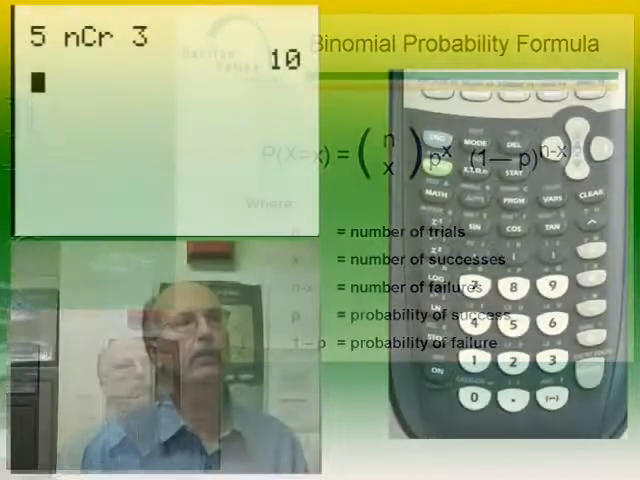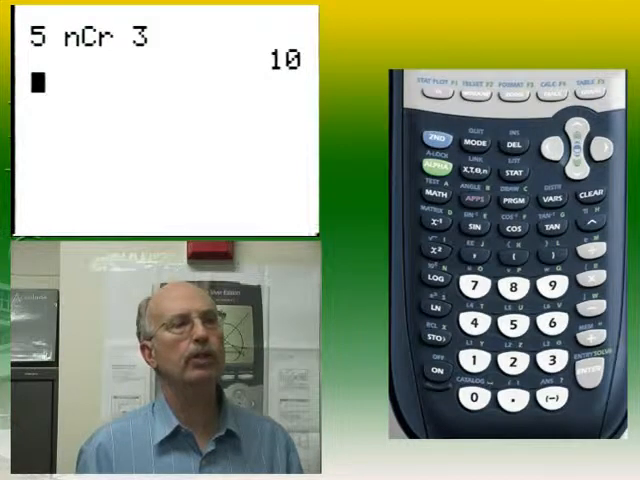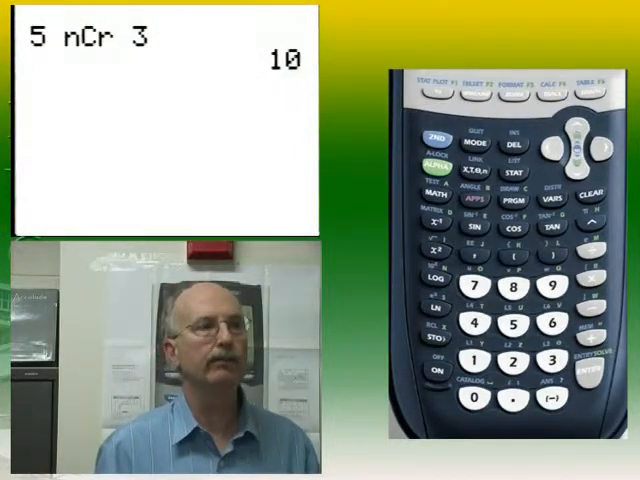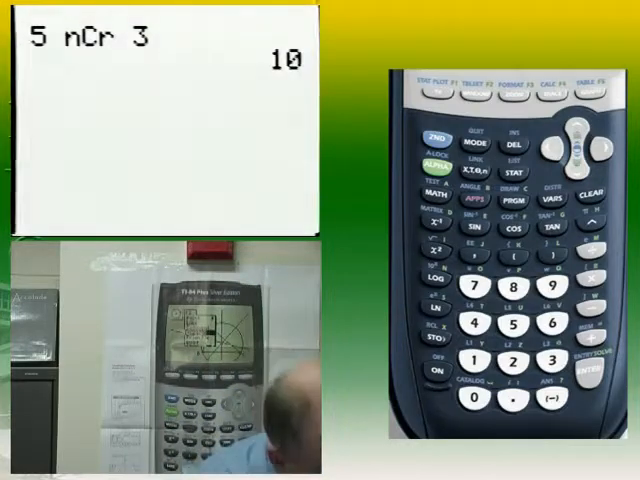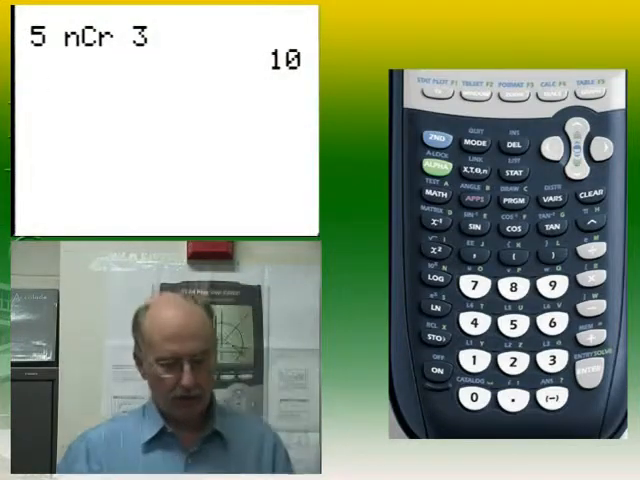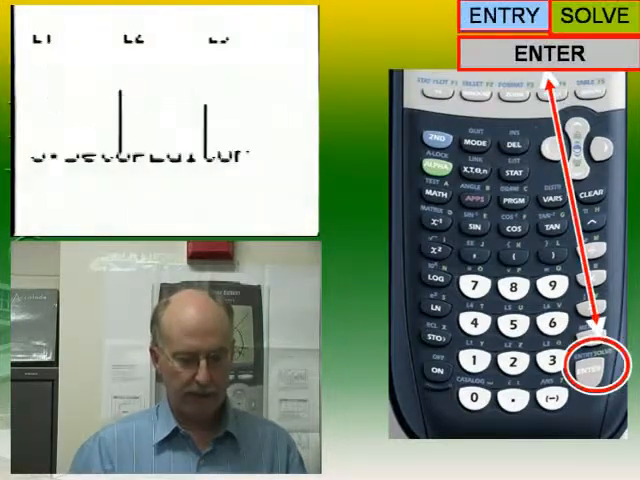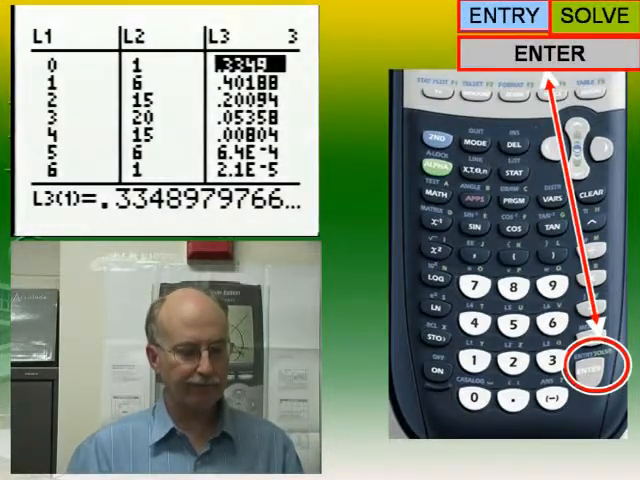Let's use the calculator to create a probability distribution table for the number of 6s that can be thrown with 5 dice. And the way we're going to do that is we're going to turn our calculator on, and we're going to go to the stat function. And we're going to edit the list, so we'll press enter.